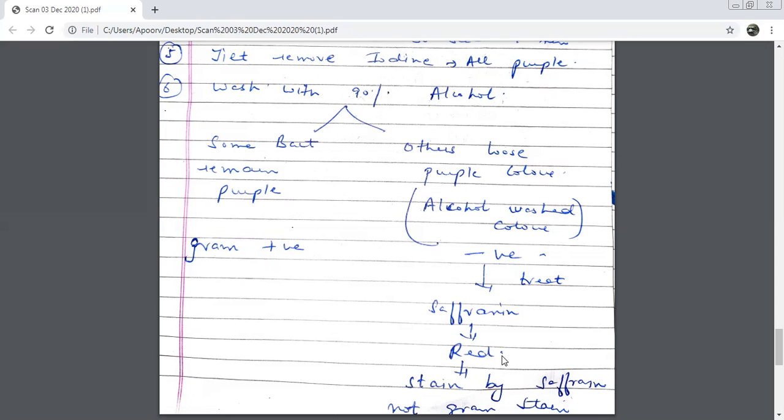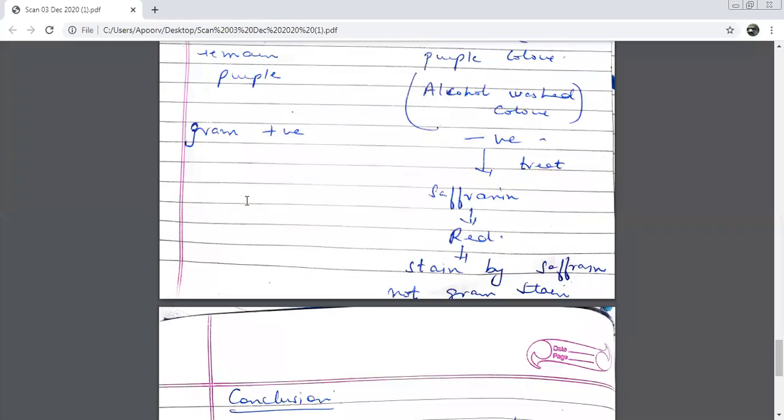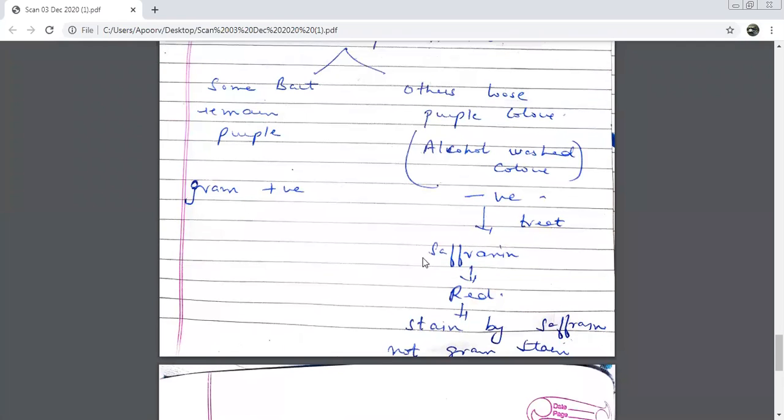So beta, gram positive bacteria are stained with gram stain and they give you purple color. Those which do not get stained by gram stain, we treat them with safranin and we get red color. The conclusion is that gram negative bacteria can be stained by safranin, but they cannot be stained by gram stain. Now, why is this happening? This is what we need to know. Why do these get easily stained while these do not?